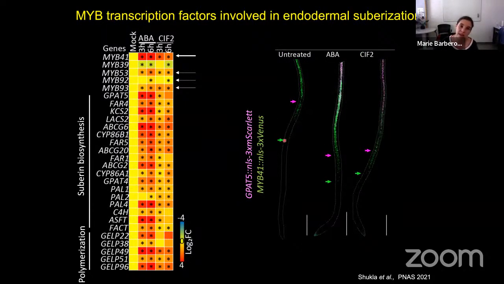So MIP41 is in the endodermis, but starts a little bit after the suberin biosynthesis reporter, which would fit with the role of MIP41 actually controlling suberization. Importantly, when we apply ABA or CIF, the two conditions that induce ectopic suberin very close to the root tip, we can see that MIP41 is now also ectopically expressed very close to the root tip.